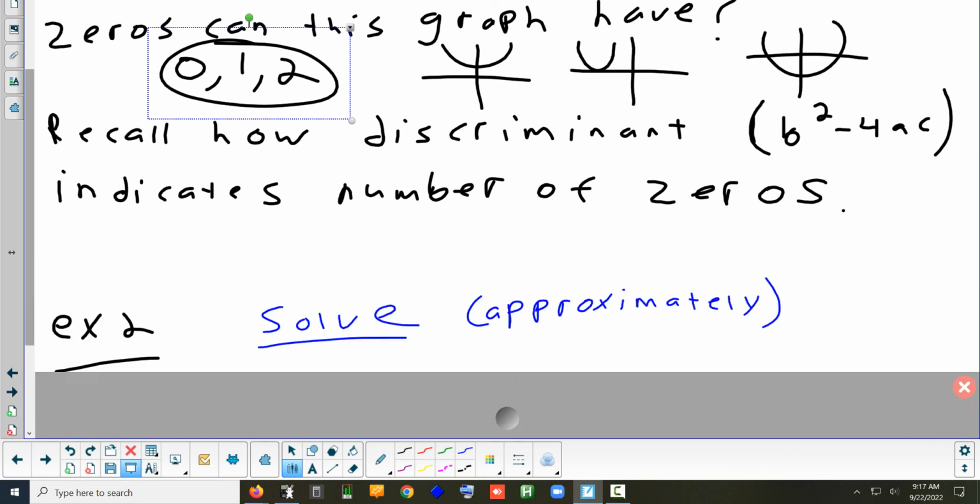So there's 2 main ways we can solve quadratics. We can try to factor them with 2 sets of parentheses. Or, what's the other way you can solve a quadratic if it's not factorable? Anybody remember the name of the formula you can use?